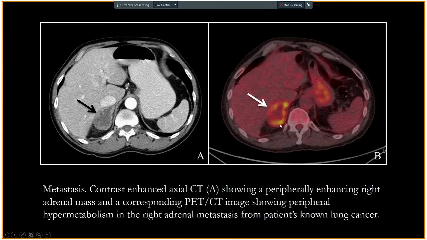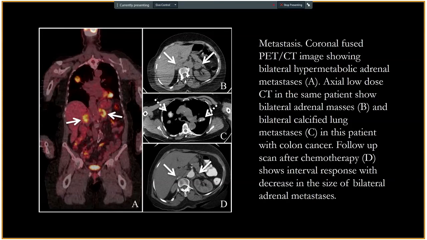Here is another example. This patient had metastatic disease to the adrenals from colon cancer, and so on the whole body coronal image, we find large hypermetabolic masses in the right adrenal and also in the left adrenal. We also see hypermetabolic metastatic disease in the right lung, also in the left lung. And on the CT, we find the right and the left adrenal metastases.